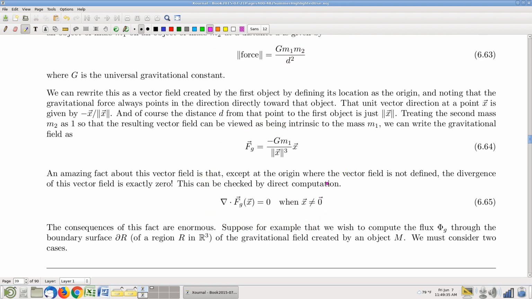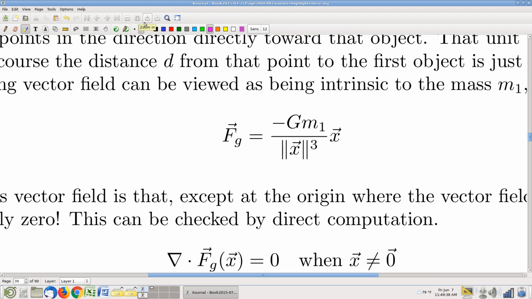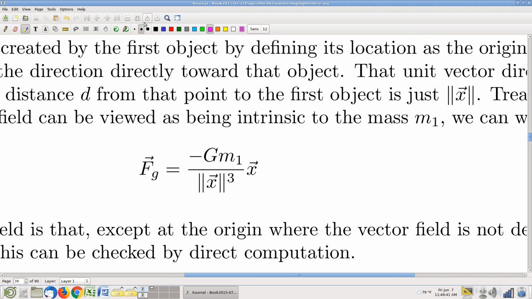So let me get rid of that. Here it is. This is a formula for the gravitational field. Really, I suppose I should call this gravitational acceleration, because this is what you multiply times m2 to get the actual force. So what I've got written down here as F sub g is really the acceleration field. But anyway, we're going to call this F, I suppose, for field. This is the gravitational field created by, let's say, the mass of the Earth.